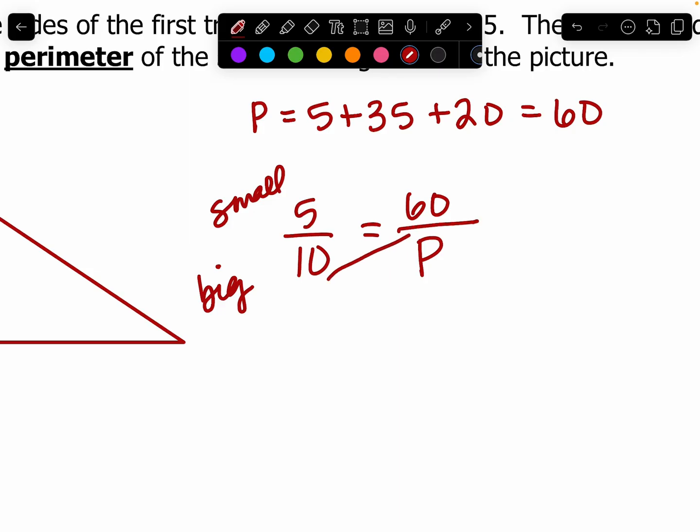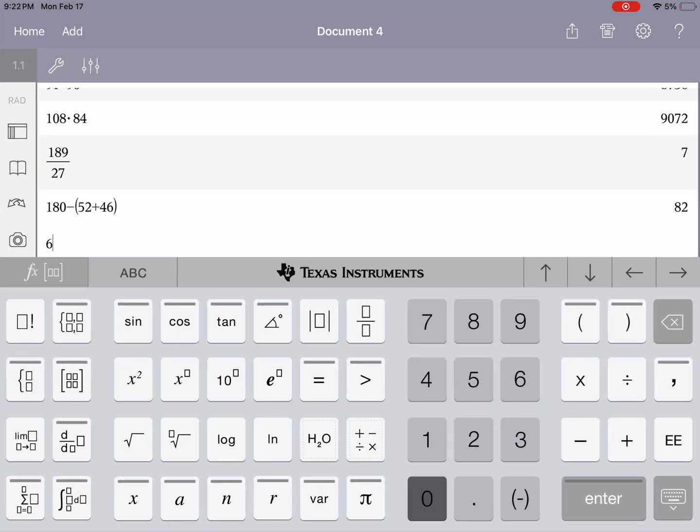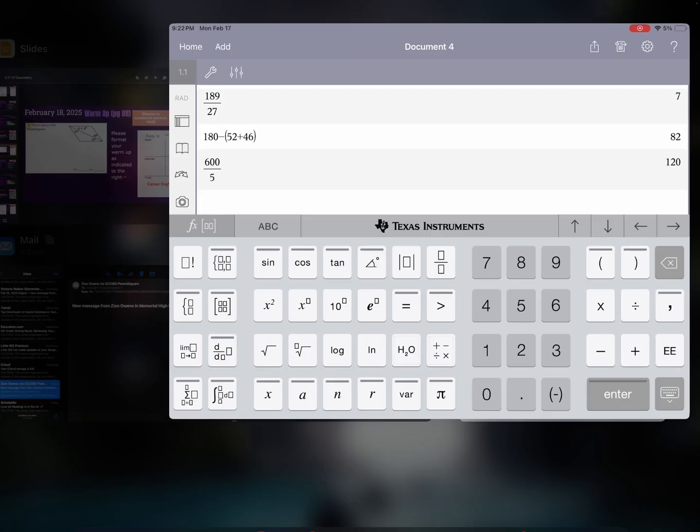So when we cross multiply, we get 600 equals 5p. And then we're just going to divide both sides by 5 to get rid of the 5 next to the p. And that should be what, 120? Cool.